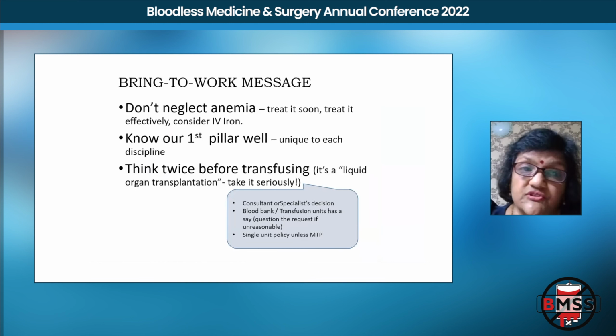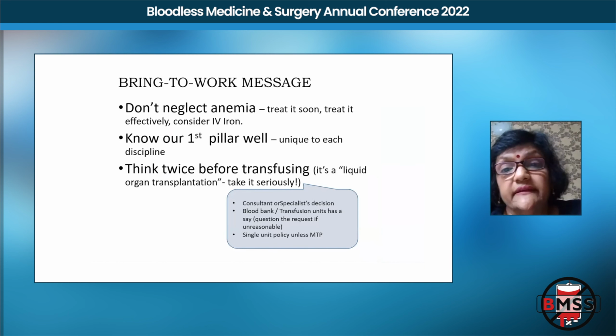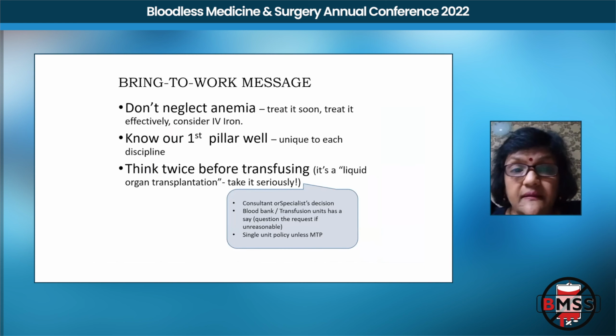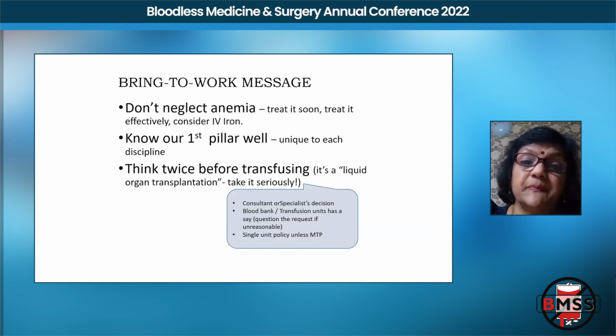So some take-home messages: don't neglect anemia. If we treat it soon and treat it effectively, we may need to consider using IV iron to get a quick improvement in their anemia status. We have to know the first pillar well. It may be unique for each discipline, but definitely the first pillar is where it begins. And we need to think twice before transfusing, as if I say that you need to have a kidney transplant or a liver transplant, people will take it very seriously. But we don't realize that blood is actually a liquid organ transplant.